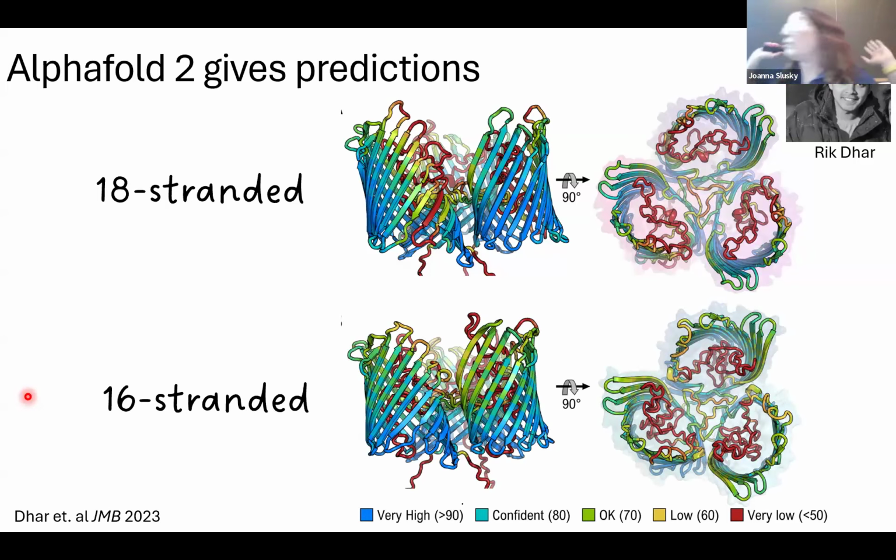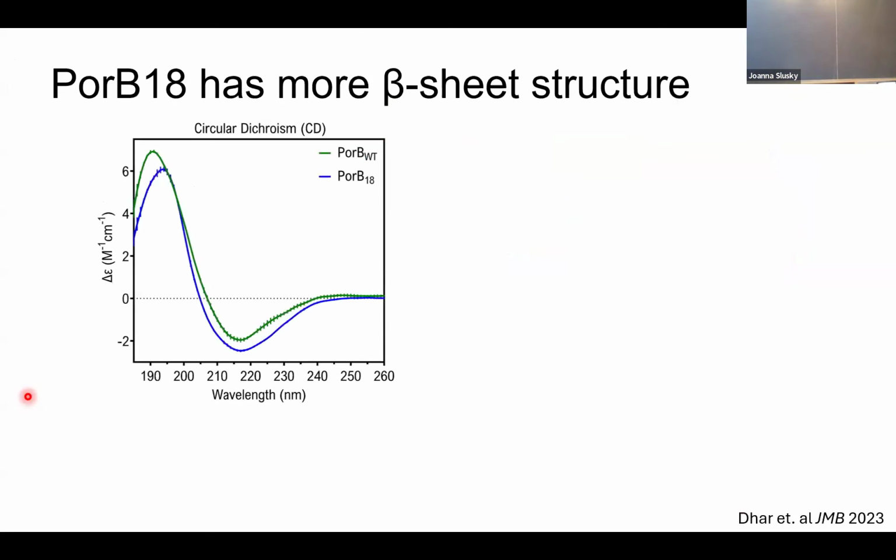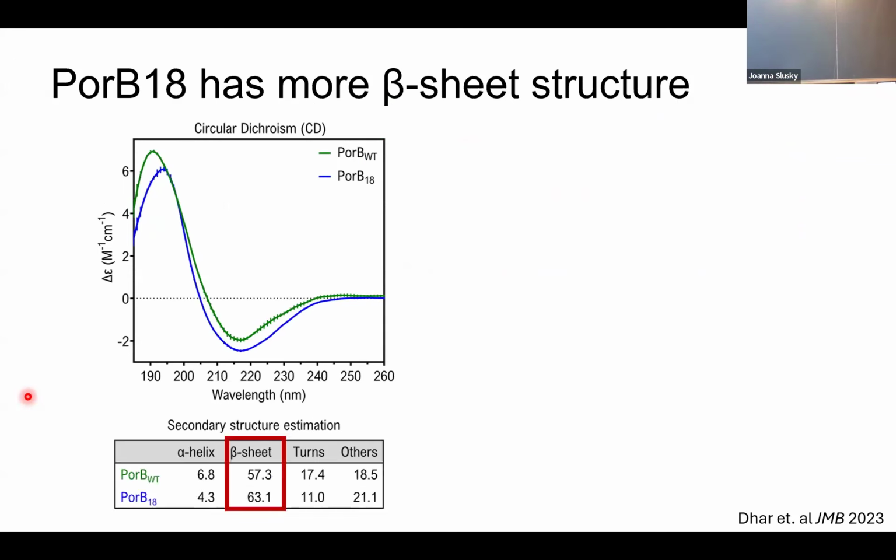And so then we made it and we tested it and we did some CD. And so here what you're seeing, PorB wild type is that 16-stranded barrel, the native protein. And PorB18 is our hopeful name for the protein where we added a bunch of amino acids and hope that they make strands. And so what you're seeing is that you're getting more beta sheet conformation in PorB18.